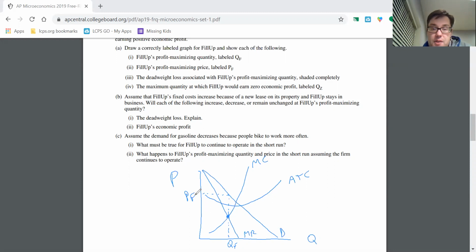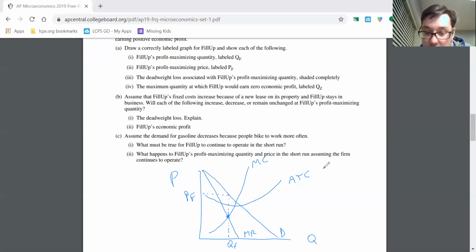Now this question, part B, is asking about the fixed cost increase, right? New lease on its property is more expensive. And then they're asking what's going to happen to the deadweight loss. So if you remember, our deadweight loss was this sort of pseudo triangle in here, right, between these 3 points. Now, what happens when the fixed cost goes up, right? So new lease on the property for the gas station increases. What's going to happen to our curves?